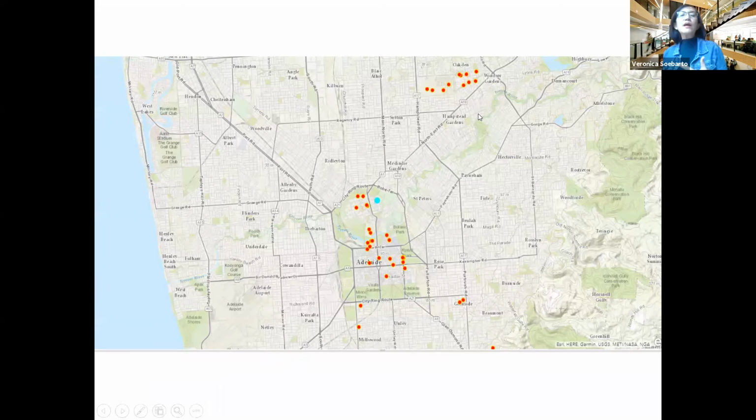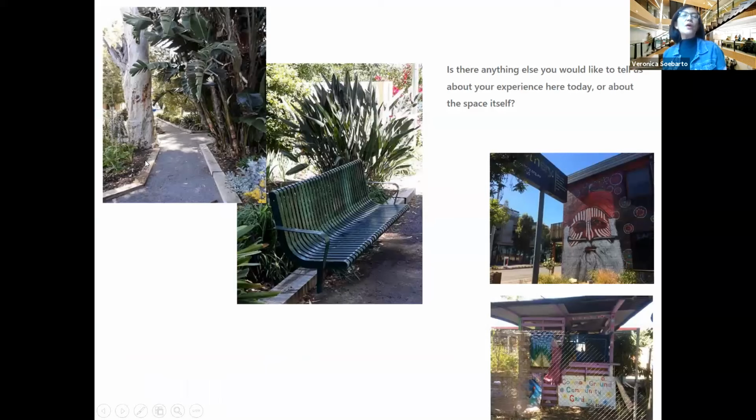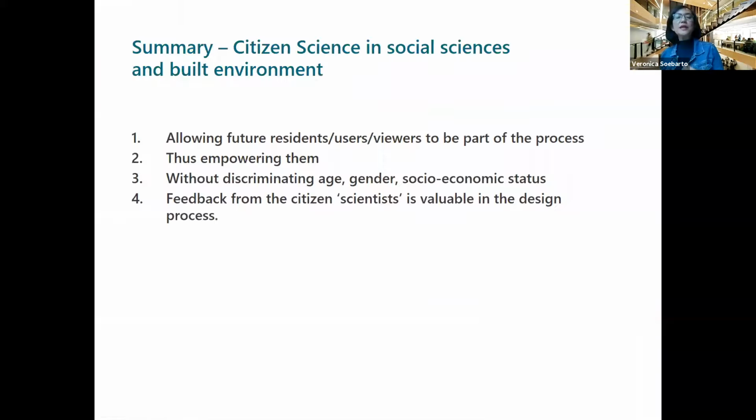Because when they're around, they take a photo and then put a comment. They say, oh yeah, this area is very dreadful, or this area is very nice, not safe, or safe, and so on and so forth. So it's really a rich method to find out, or to involve future residents, future users, or even only viewers to be part of the design process, thus empowering them.